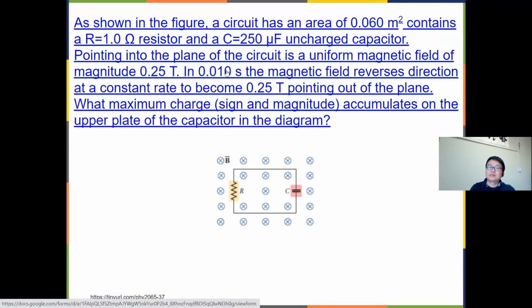In 0.010 second, the magnetic field reverses direction at a constant rate to become 0.25 Tesla, pointing out of the plane. What's the maximum charge, sign and magnitude, accumulated on the upper plate of the capacitor in the diagram?